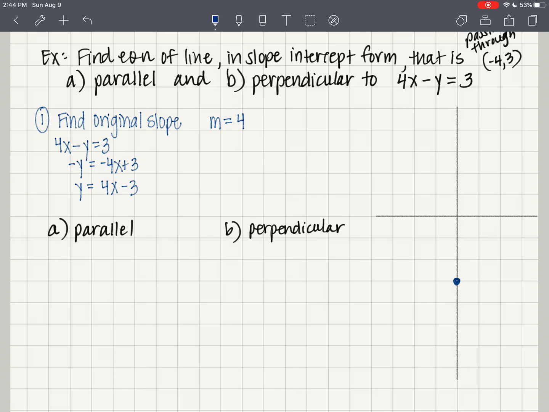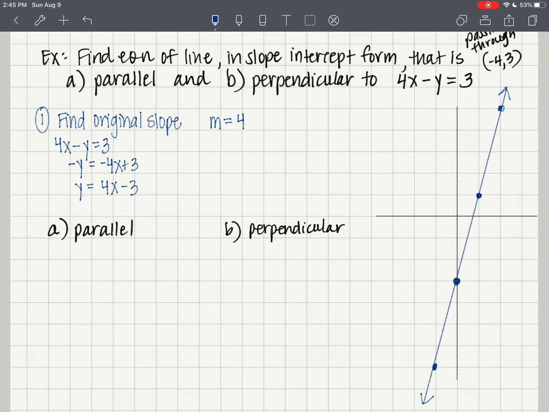I can plot the y-intercept, and I can go up 4 units, right 1, up 4 units, right 1, down 4 units, left 1. And I can draw that original line. It almost looked like that wasn't going to be a line at all, and it was magic. Okay, so we have a slope of 4.